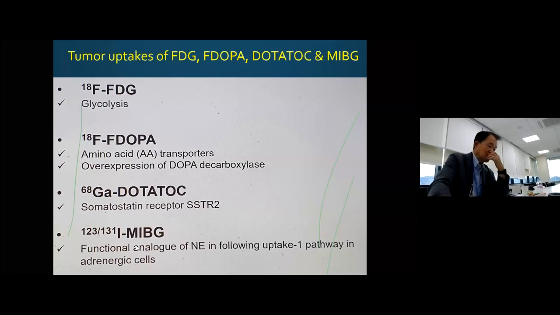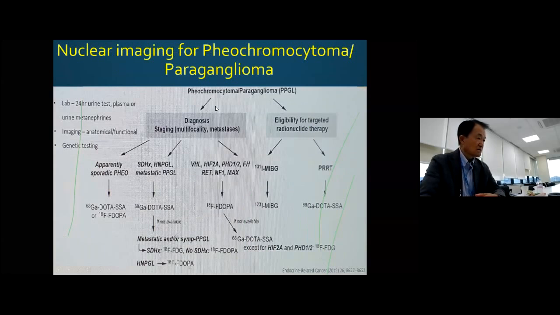And the MIBG is related to chromogranules, which produce norepinephrine. So these are more specific, but depending on how much receptor, what kind of receptor, makes a difference in the imaging finding. So all here, depending on what kind of gene they analyze, they recommend a certain specific agent here.